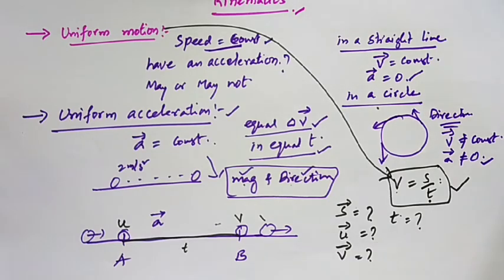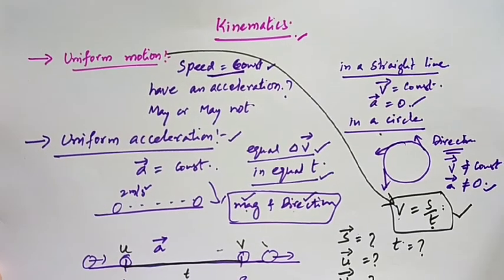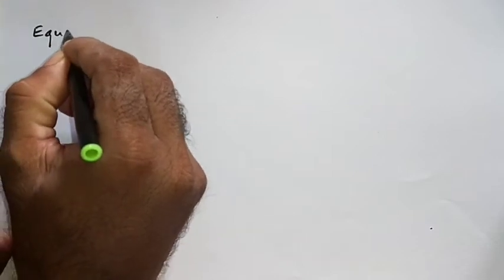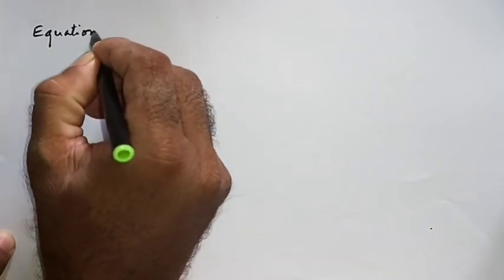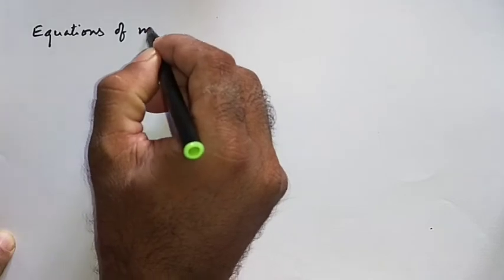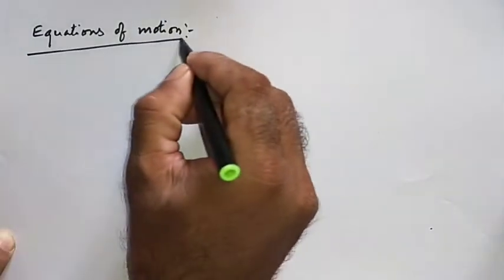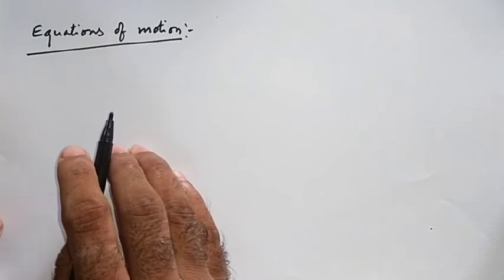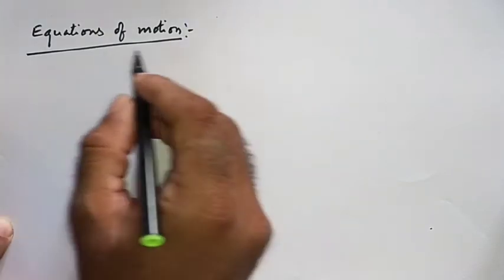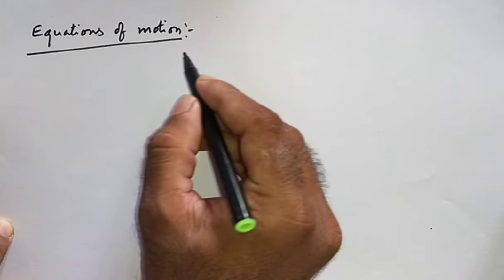For this we have equations. Those are called equations of motion. When a body has a uniform acceleration, to calculate different parameters, we use these equations of motion. So what are they?